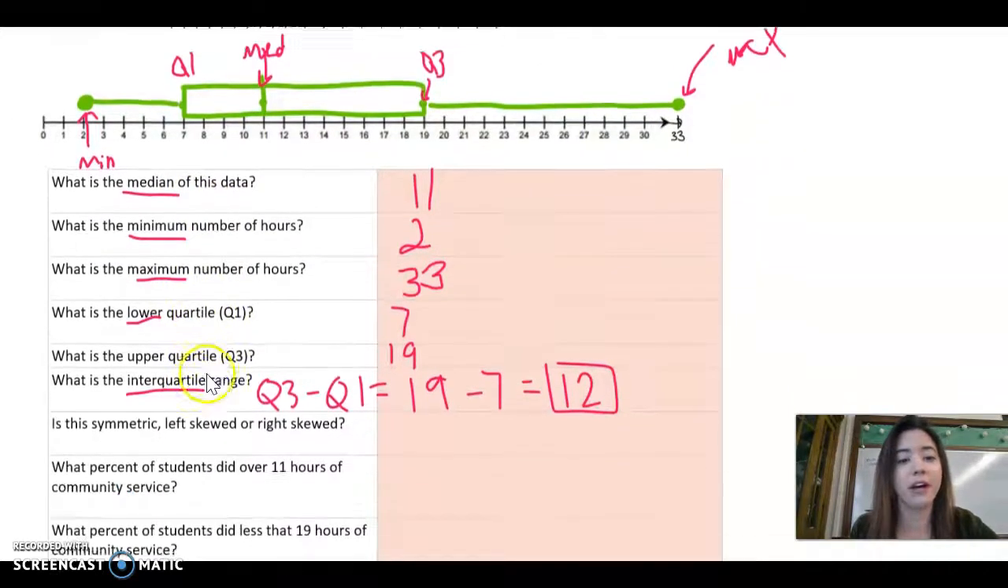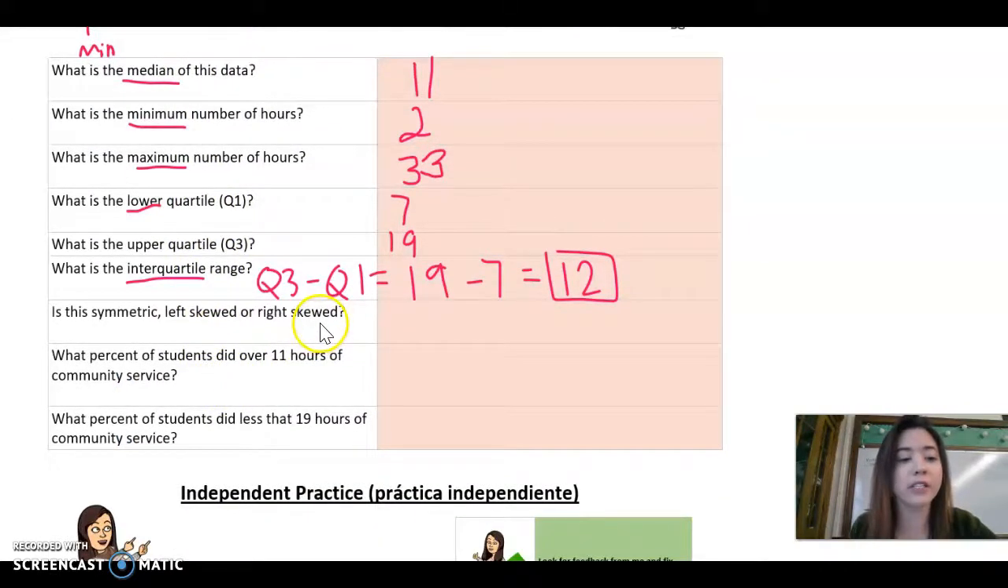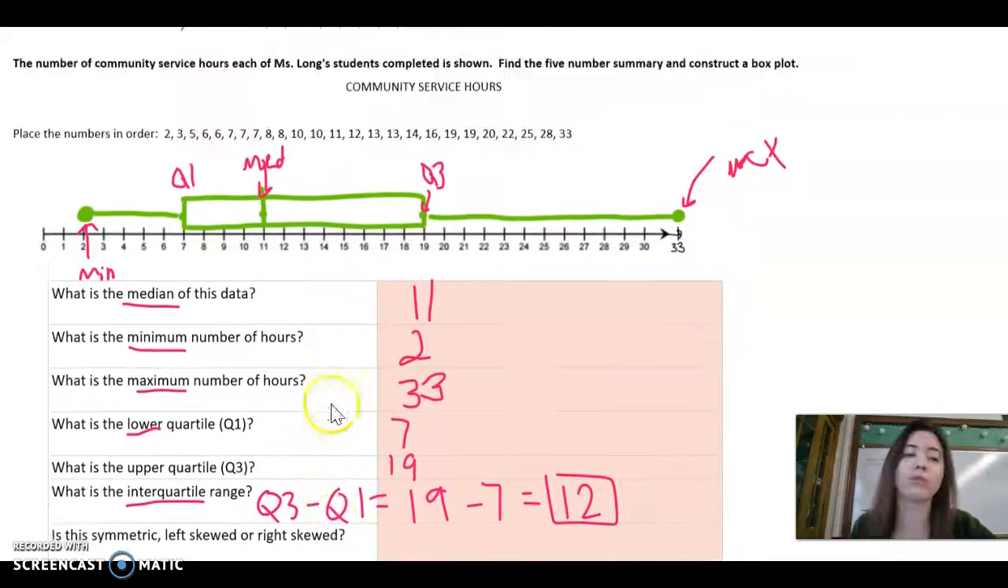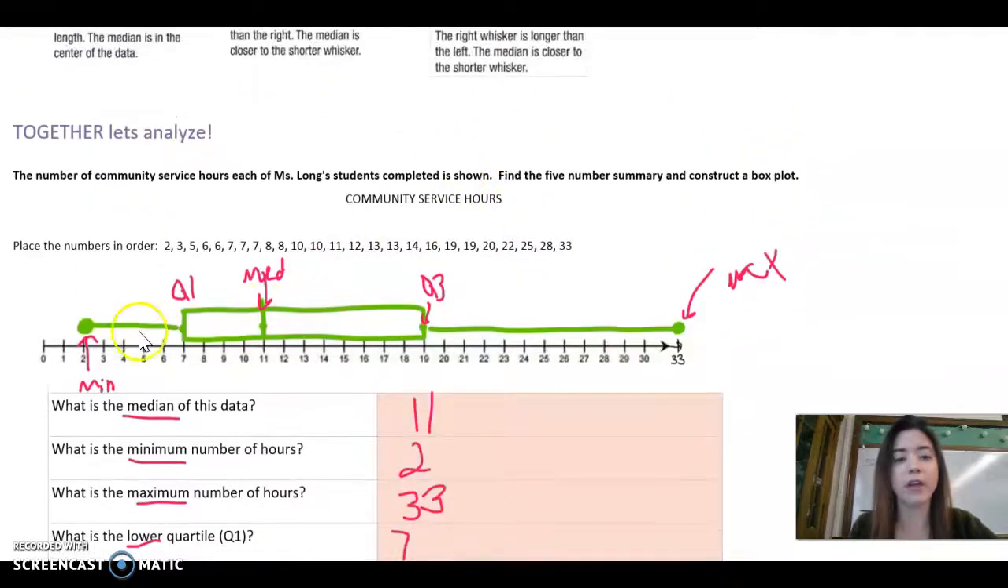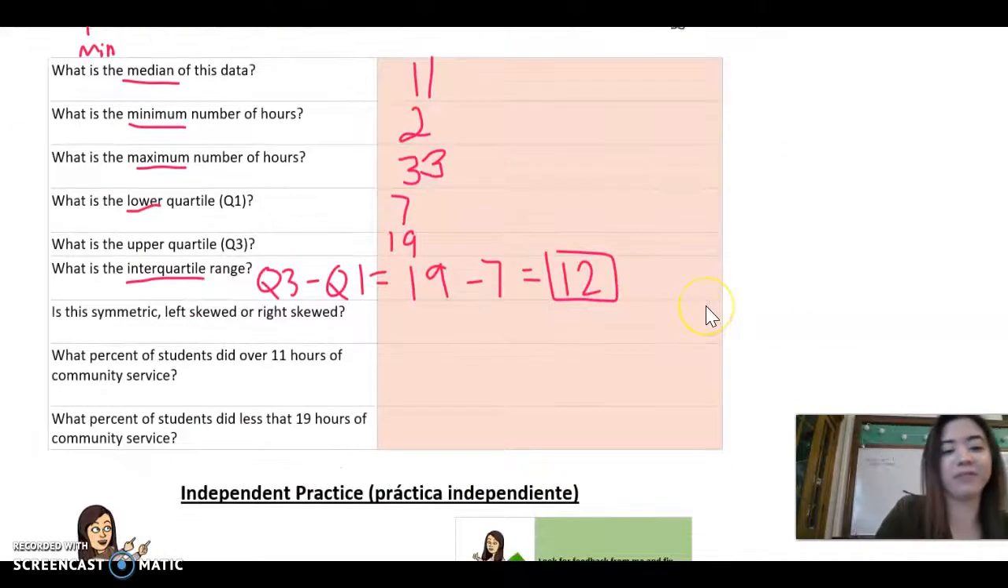Okay. Now let's check out the skew. Is this symmetric, left skewed, or right skewed? What do you think? Symmetric, left, or right? This one is going to be right skewed. If you look, my right whisker is longer, so my data is more spread out on the right. So right whisker longer, right skewed.